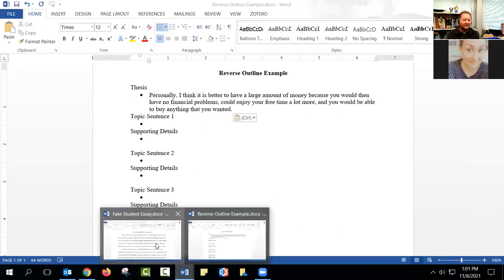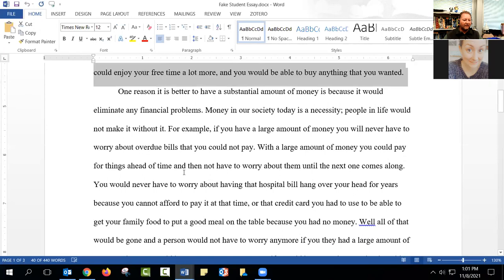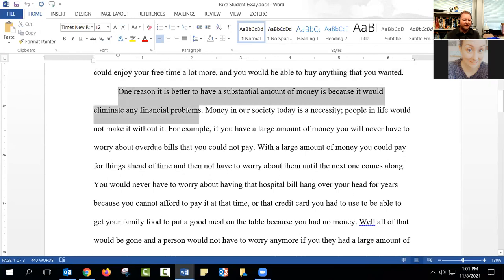So I'm looking at my first topic sentence. If I wrote in the way that most people write, this first thing should be the topic sentence. We'll find out if it's true or not.